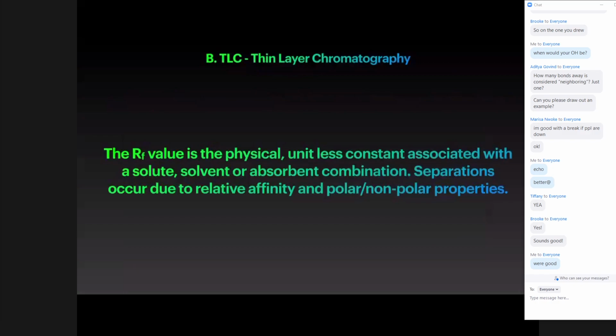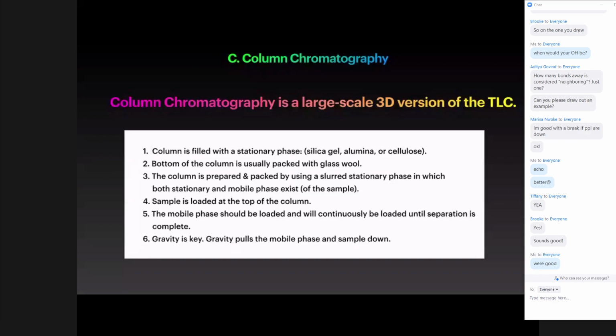So we were on chromatography, and so we'll go into column chromatography.